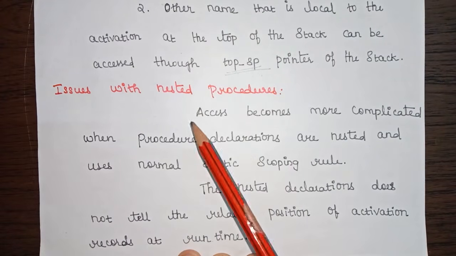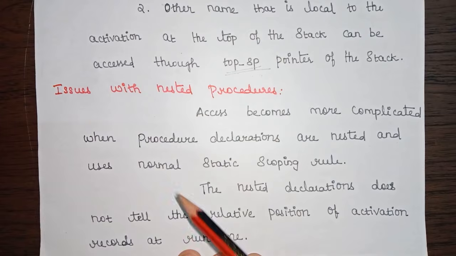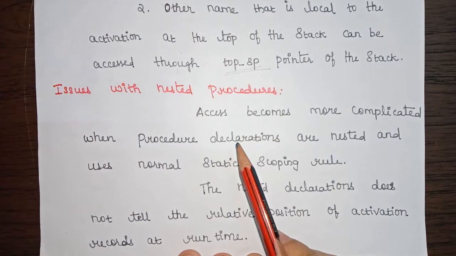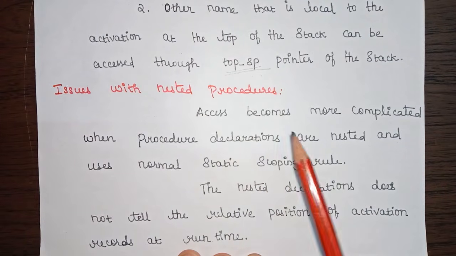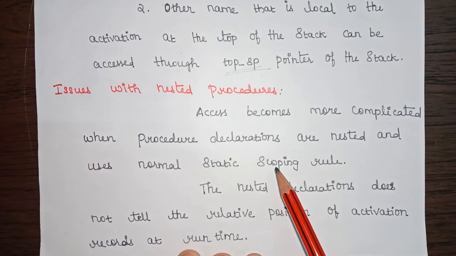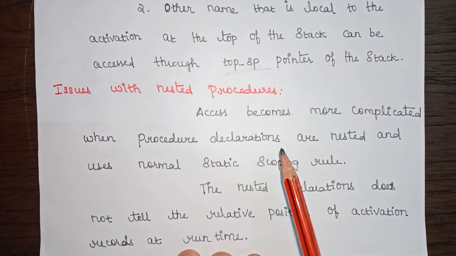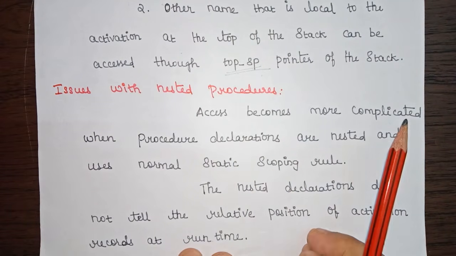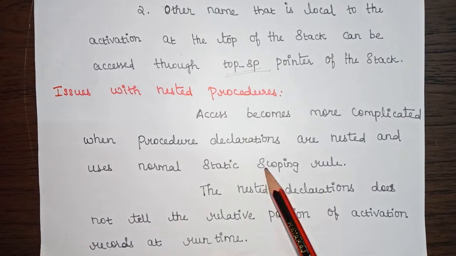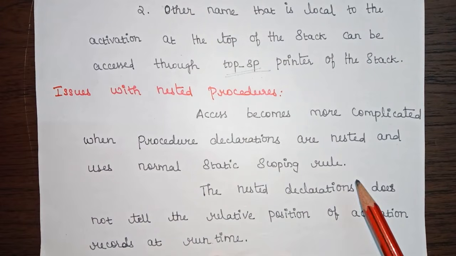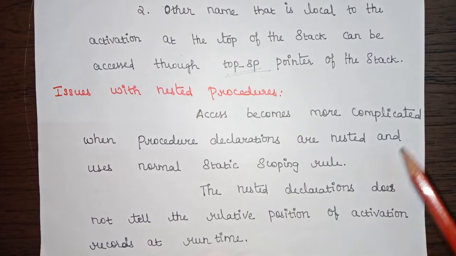Whenever we are using nested procedures, the first complication that we can face is accessing the declarations of procedures. Whenever we have a nested procedure, the access becomes far more complicated. The procedure declarations are also nested here, and this uses the normal static scoping rule. So this becomes more complicated.